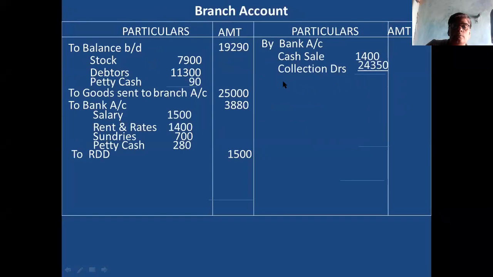Thereafter, you take the total. Total is 25,750. Then the next, second item, is the return. So return is 1,000 rupees. Okay. The next is by balance carried down. You write the closing balances, all the closing balances of assets. First is stock, 8,400. Second is debtors, 19,500. Then petty cash.